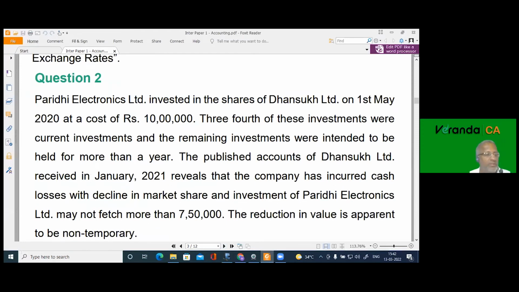Paridhi Electronics Limited invested in the shares of Dhanshuk Limited on 1st May 2020 at a cost of 10 lakhs. 3/4 of this investment was current investment and the remaining investments were intended to be held for more than 1 year. The published accounts of Dhanshuk received in January reveal that the company has incurred cash losses with a decline in market share, and the investments of Paridhi Limited may not fetch more than 7.5 lakhs.